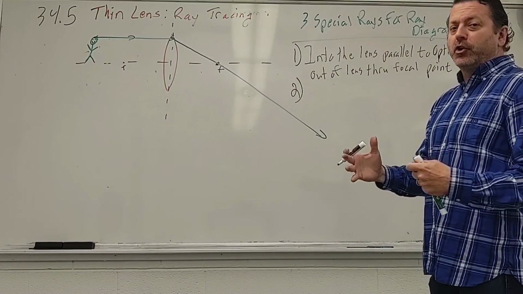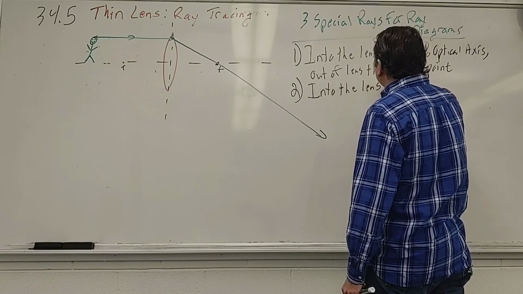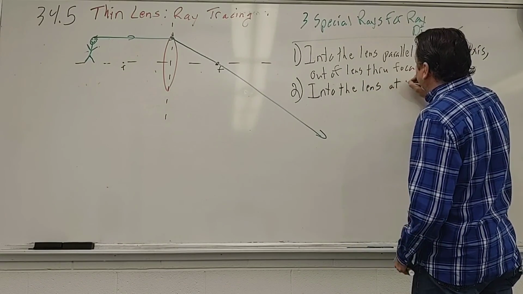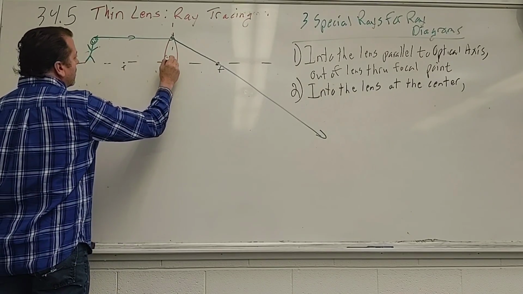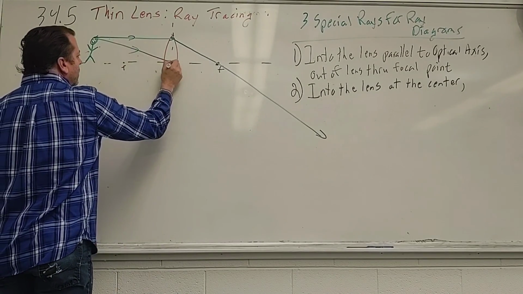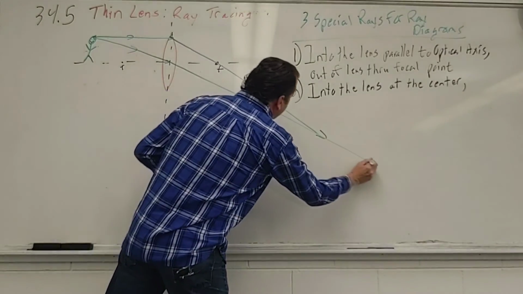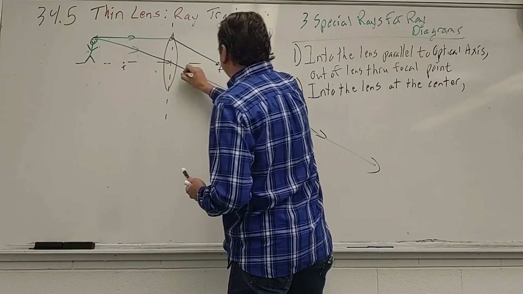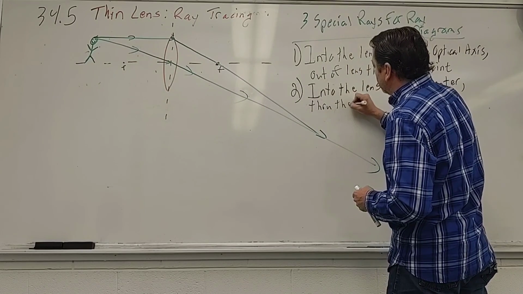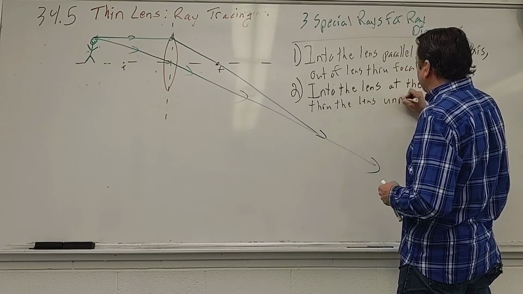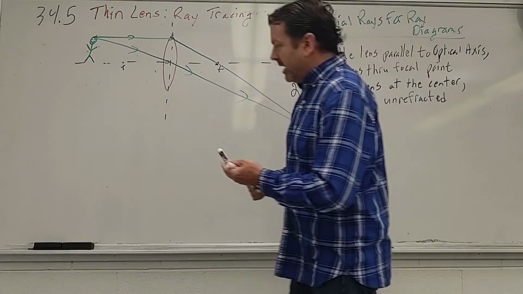Two. We go into the lens at the center. And what's going to happen? As you just know, it's not going to be refracted at all. You're starting to see what's going on a little bit. Through the lens, unrefracted. Unrefracted.